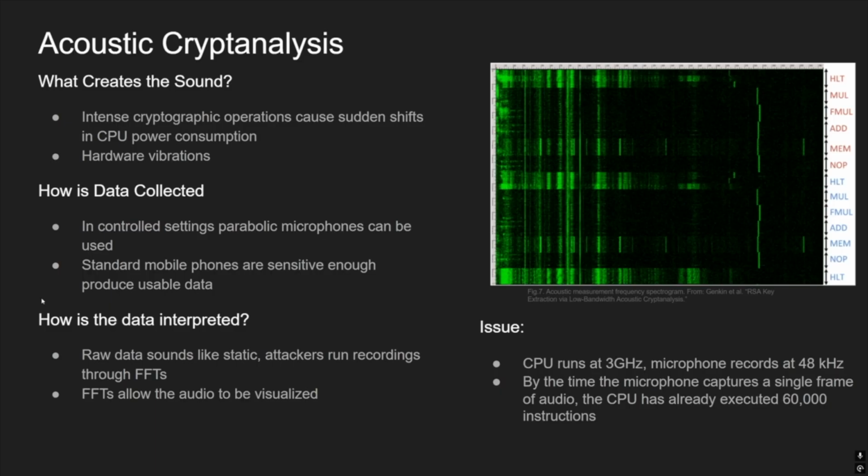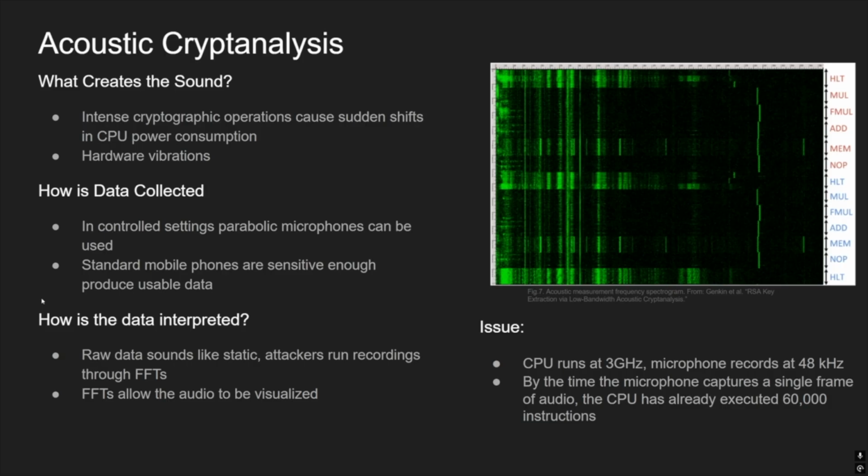This type of acoustic attack is similar to the power monitoring attack because the signals intercepted come from the power delivery network. When a CPU executes intense cryptographic operations, its power consumption fluctuates wildly. The sudden massive shifts in current pass through the voltage regulator modules and capacitors. Due to the physical properties of these components, the fluctuating current causes them to rapidly expand and contract. This results in them vibrating, which creates a high frequency sound, which is often called coil whine.